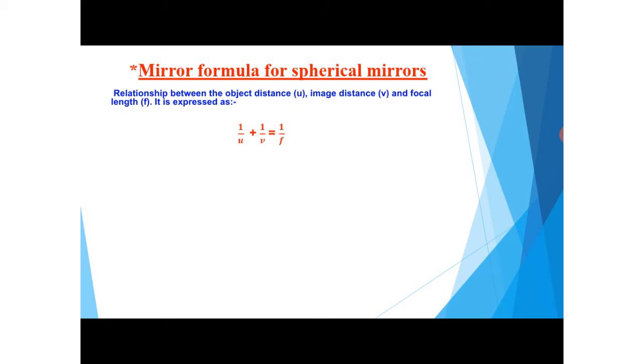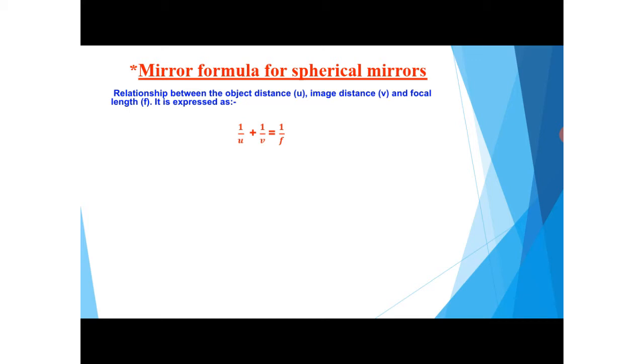Basically the mirror formula is the relationship between the object distance, symbol U, the image distance V, and the focal length F, and this can be expressed as 1/U + 1/V = 1/F. So 1 upon the object distance plus 1 upon the image distance is always equal to 1 upon the focal length for a given mirror, irrespective of whether the mirror is concave or convex. So this is the mirror formula.